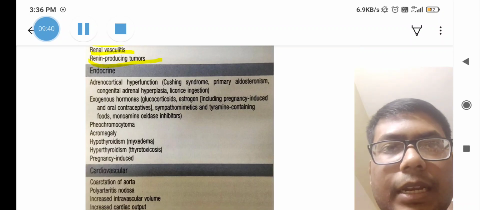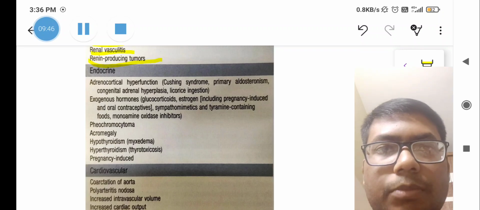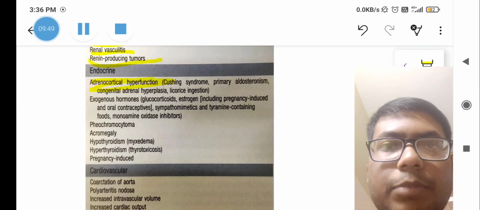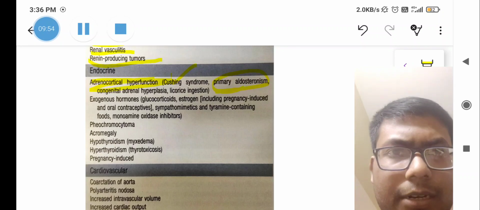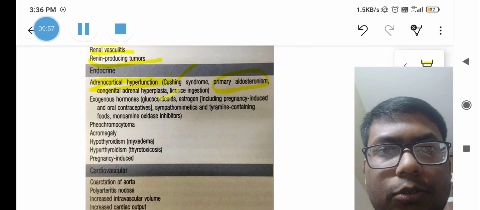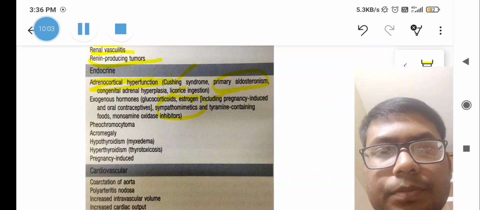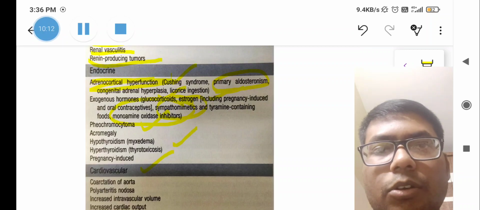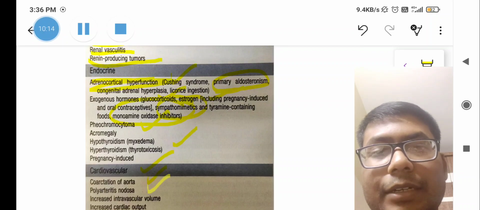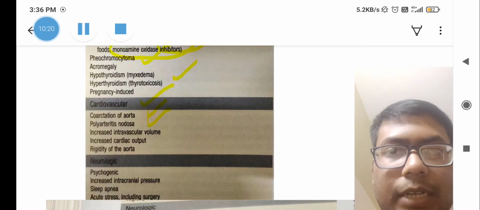Now next is the endocrine cause. Endocrine causes are more important in case of adrenocortical hyperfunction, like Cushing syndrome, primary hyperaldosteronism, and exogenous hormones like glucocorticoid, estrogen, sympathomimetic action of some drugs, MAO inhibitor usage, pheochromocytoma, acromegaly, hyperthyroidism. Cardiovascular causes are coarctation of aorta, polyarteritis nodosa, and increased intravascular volume. When there is increased intravascular volume, that also causes hypertension.